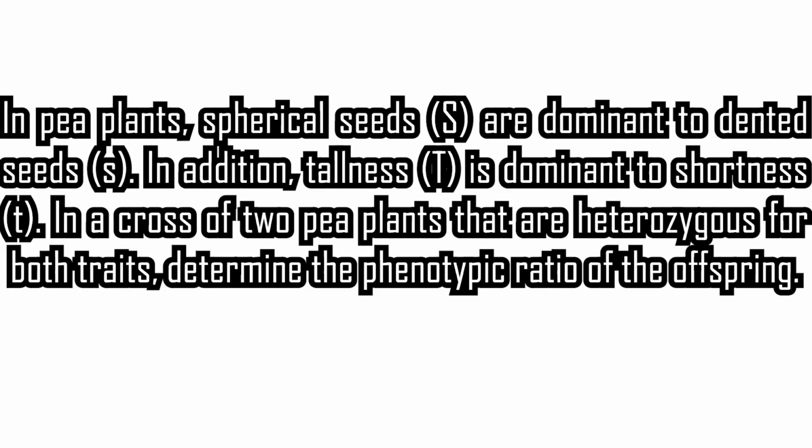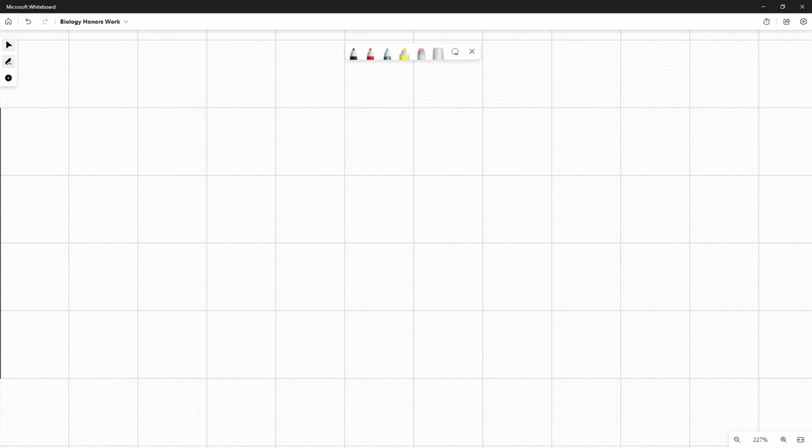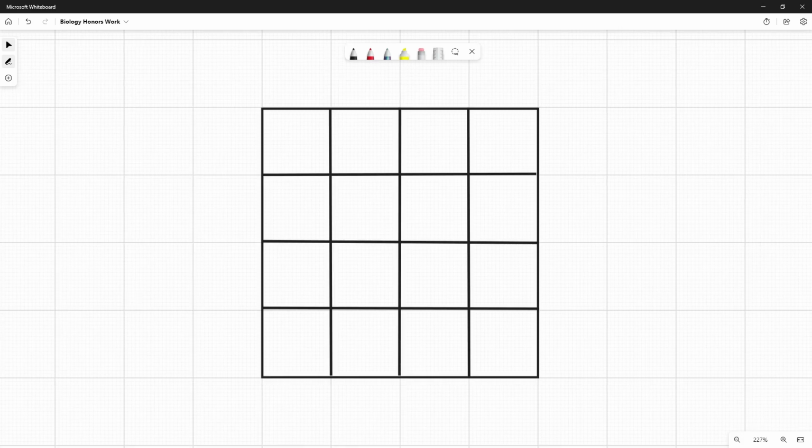In pea plants, spherical seeds, S, are dominant to dented seeds, s. In addition to this, tallness, T, is dominant to shortness. In a cross of two pea plants that are heterozygous for both traits, determine the phenotypic ratio of the offspring. Now, this will be a little bit more complicated than the monohybrid cross, but they follow most of the same concepts. First, we draw a 4x4 Punnett square. This is because there are 4 letters, not 2.